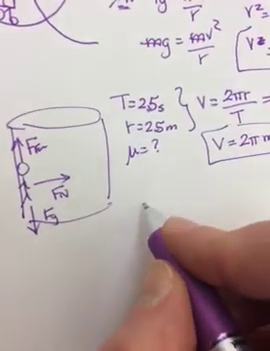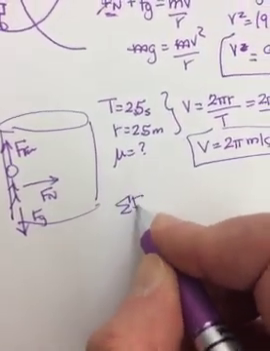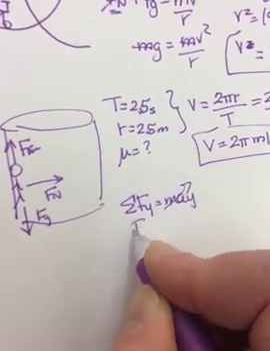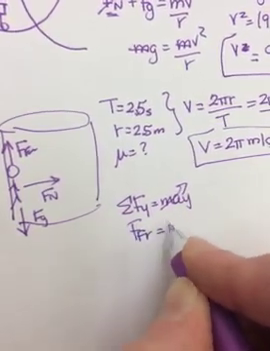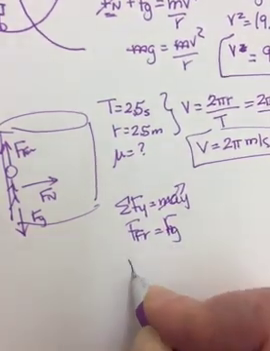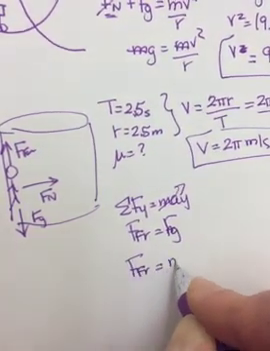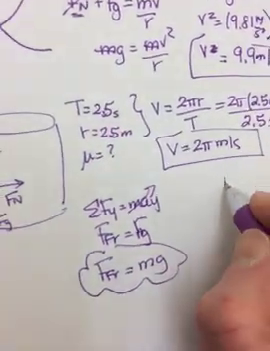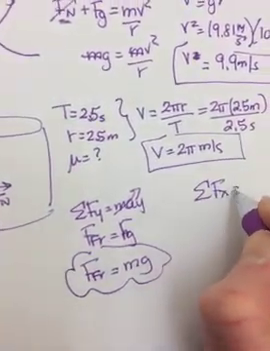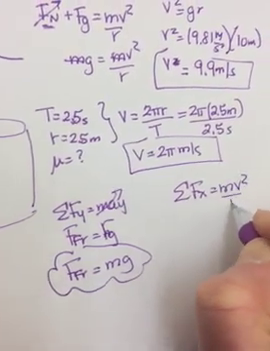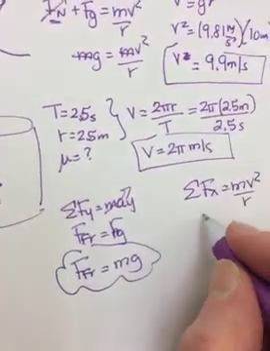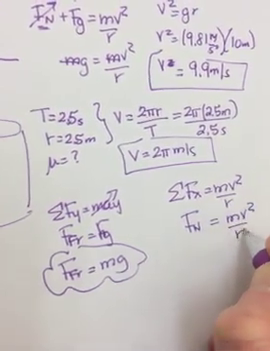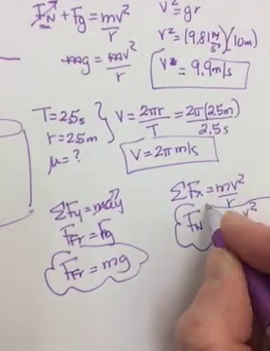So now we do sum of the forces in the y direction. In the y direction he's sticking to the wall, so friction should be equal to Fg, which means friction should be equal to mg. Can't find it because I didn't give you a mass. So now we go to sum of the forces in the x direction. That should be equal to mv squared over r. And in the x direction, Fn is equal to mv squared over r. Can't find it because you don't have the m.